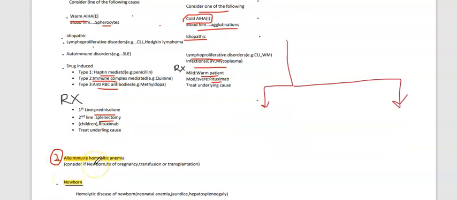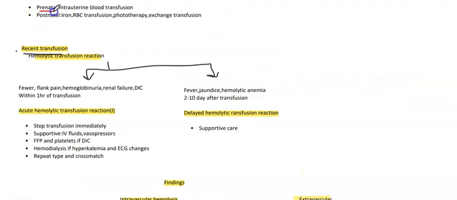The second type is alloimmune hemolytic anemia, so consider it if the patient is a newborn, or has a history of pregnancy, transfusion, or transplantation. If it's a newborn, consider hemolytic disease of the newborn. The neonate will present with neonatal anemia, jaundice, and hepatosplenomegaly. If it's diagnosed prenatally, intrauterine blood transfusion is given. If it's postnatal, iron, RBC transfusion, phototherapy, and exchange transfusion are done.